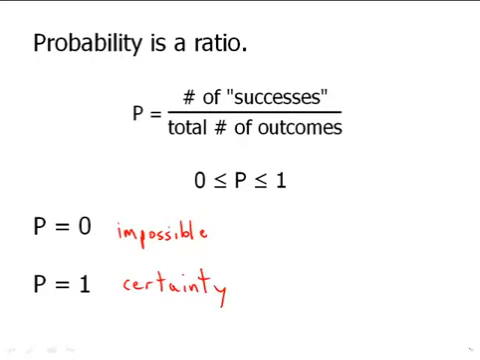So probability of 0 means something is impossible. Probability of 1 means you're dealing with absolute certainty. Obviously, most interesting real-world probabilities are not 0 or 1. They're somewhere in between.